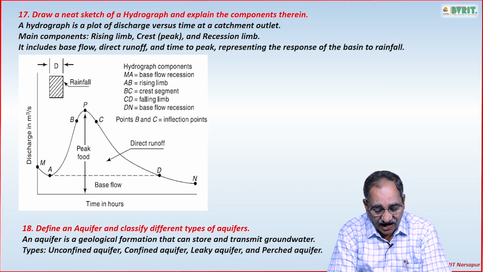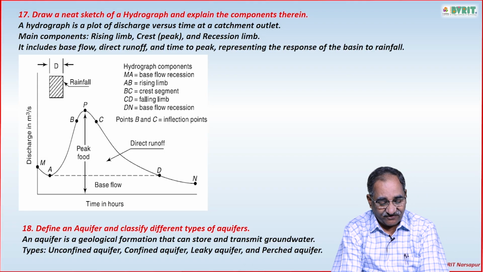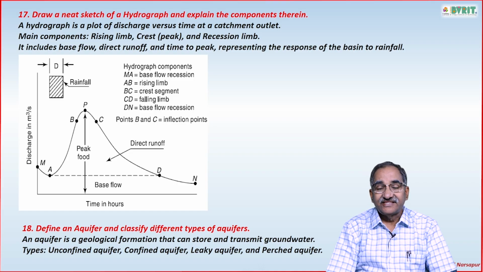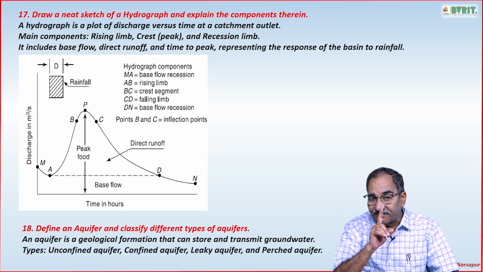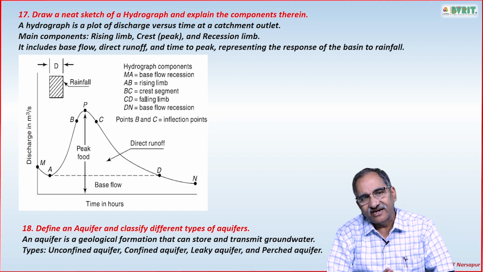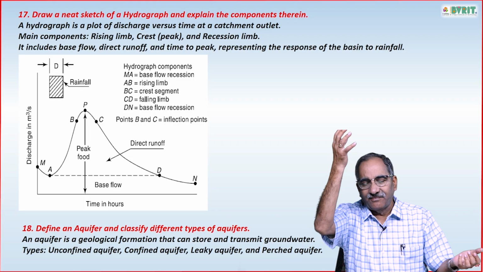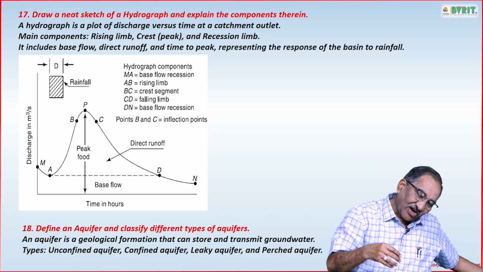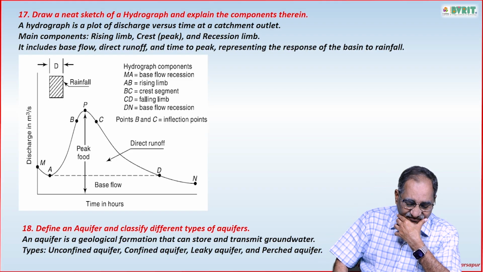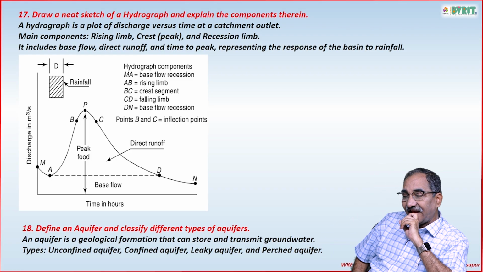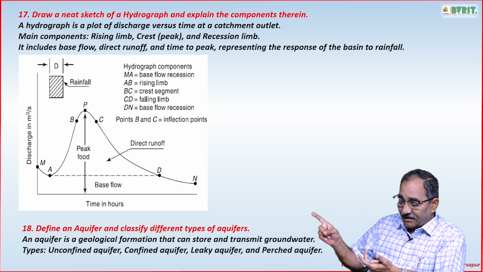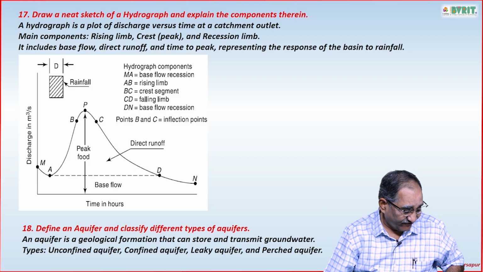Define aquifer and classify different types of aquifer. An aquifer is a geological formation that can store water. Please remember, it is a geological formation that can store water and also transmit water. Such a formation is what we call an aquifer. The different types of aquifers are unconfined aquifer, confined aquifer, perched aquifer and leaky aquifer.